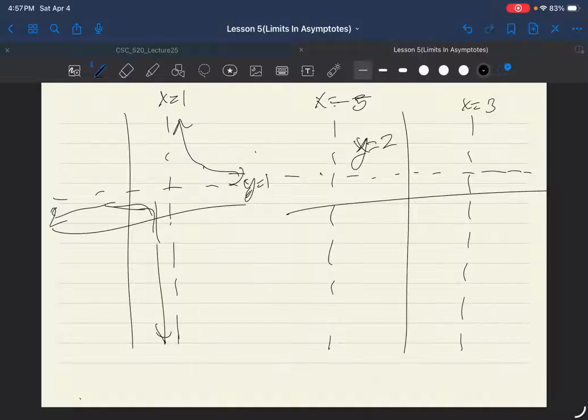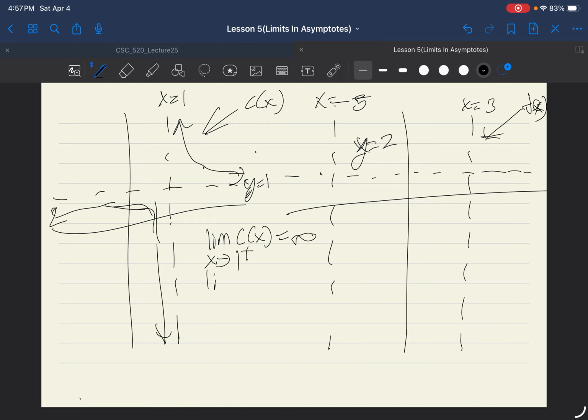All right. Limit as x approaches 1 from the right. Let's call this function c of x. Let's call this function d of x. I forgot to define that earlier. You can just call the functions whatever you want, though. C of x will be equal to infinity. The limit as x approaches 1 from the left of c of x is going to be negative infinity. Obviously defining what that vertical asymptote is going to look like at that particular point.